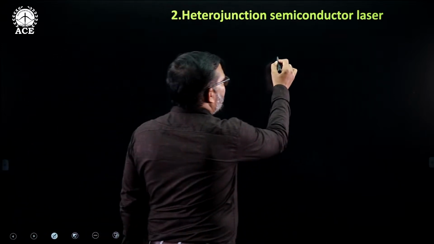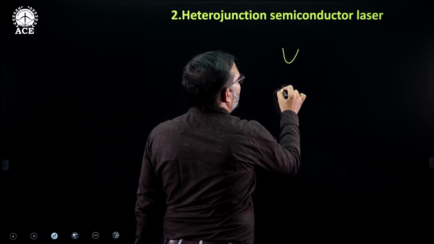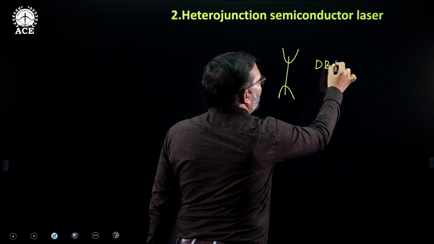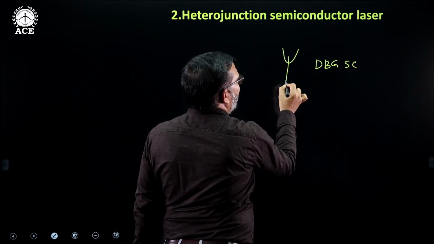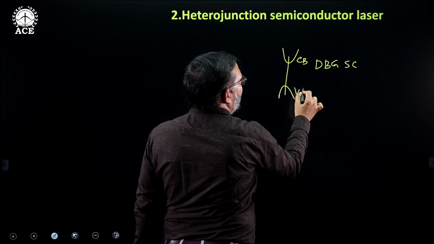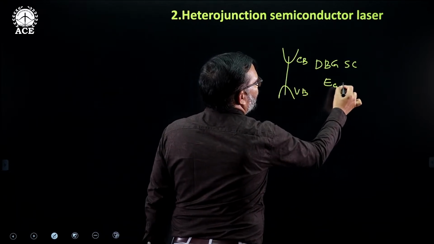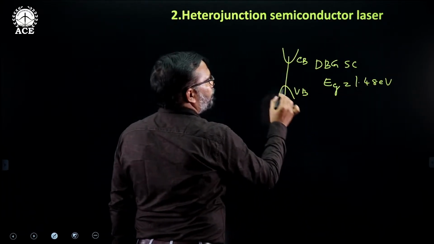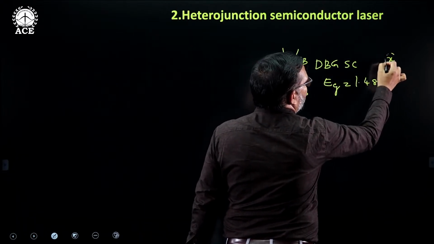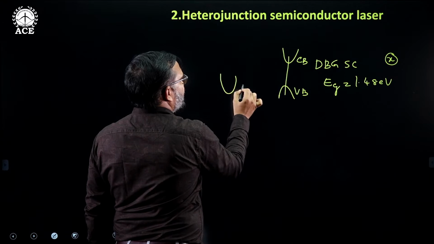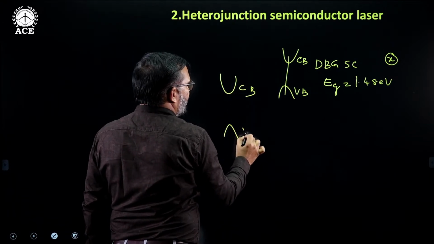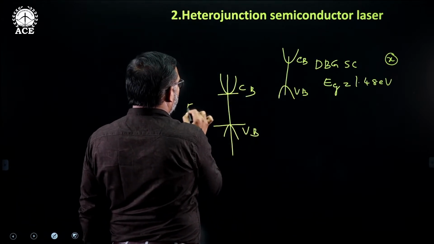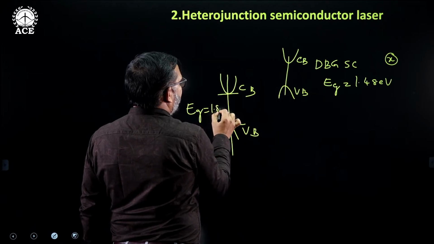For example, we have gallium arsenide, and they should be direct band gap semiconductors only. What is a band gap? It is between the conduction band and the valence band. The band gap here, for example, is 1.48 electron volts. Now, for example, take some other material X. This is its conduction band and this is its valence band. That is also a direct band gap. This band gap is now 1.8 electron volts.